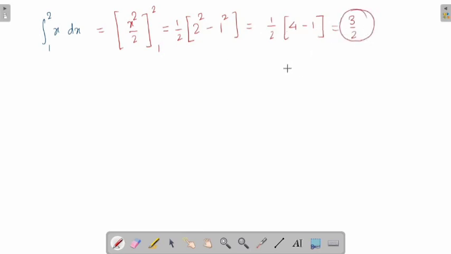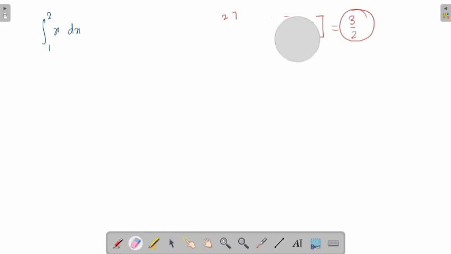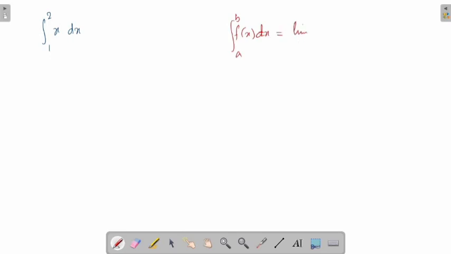But let's check the answer using limit as a sum. Okay, so let me erase this. Remember, your answer is 3 by 2. For that, let me use the first formula. The formula is: integral a to b f(x) dx is equal to, see here carefully, limit h tends to 0 of h times summation r from 0 to n minus 1 f of a plus rh, and you know h is (b minus a) by n. So this is the formula.